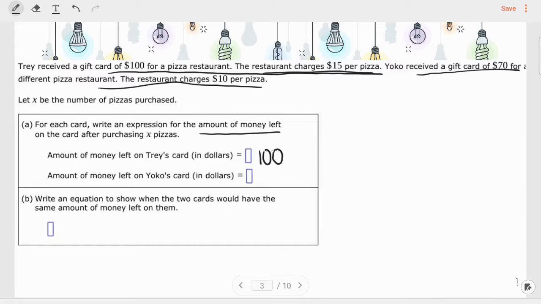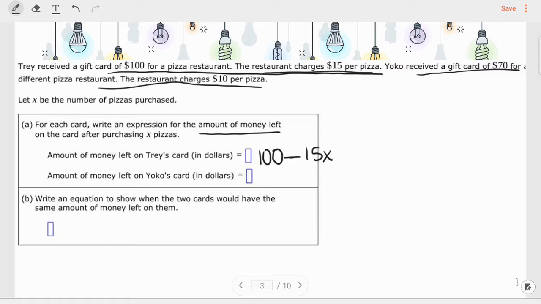So for Trey, he starts with $100. Now, if he orders pizza and uses this gift card, is his amount going to go up on his card or go down? Well, remember, we use the money on a gift card, so it's going to go down. So minus 15. That would just be for one pizza, but if he buys multiple, he has to times it by however many pizza he's ordered, so 15x.